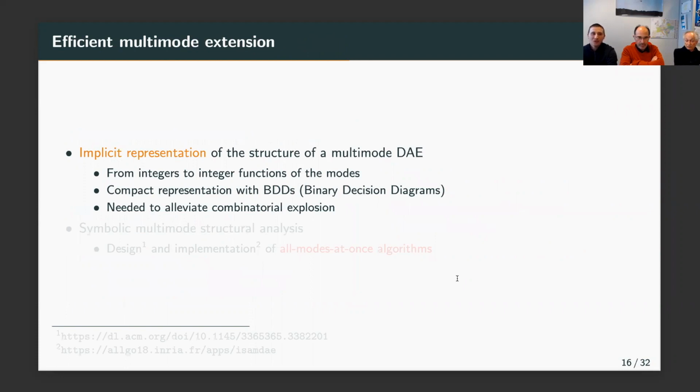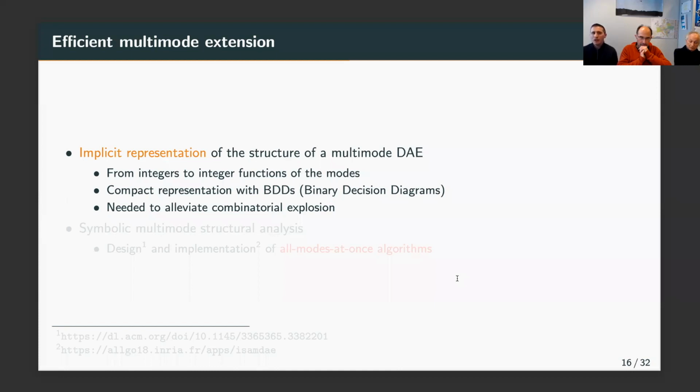So a bit more detail, but I will not delve into too many details on this. Basically, the idea is that when you have a multimode system, you can still extract its structural information. But this time, instead of having simple integers that will tell you the maximum orders of differentiation of variables in equations, these integers will become integer functions of all the possible modes of your system. And so this is something that we wanted to represent efficiently without having to enumerate the modes.